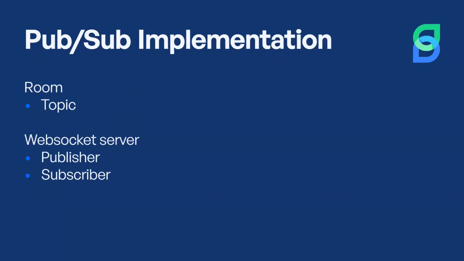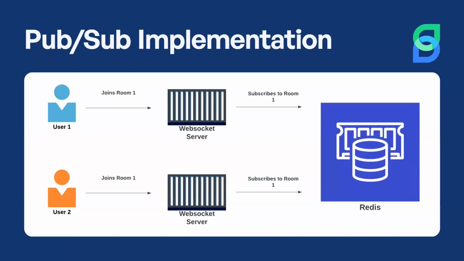Integrating a managed Redis messaging system permitted horizontal scaling for a WebSocket server. In our implementation, a topic is uniquely identified by a room's ID. Each room is represented in Redis as a topic. Each WebSocket server is both a publisher and a subscriber, acting on behalf of users. When a user joins a room, the server will subscribe to the topic matching the room's ID.